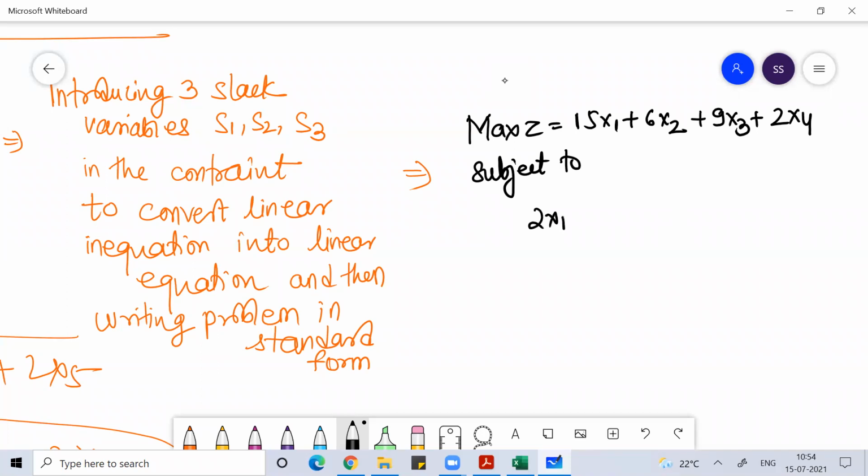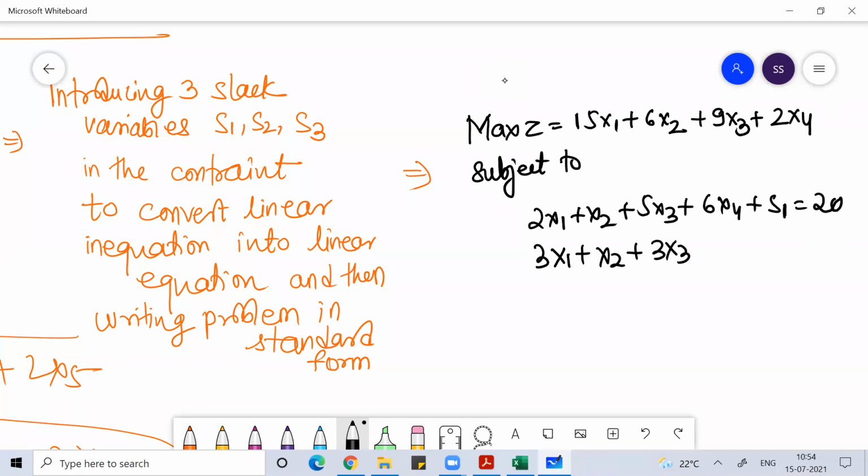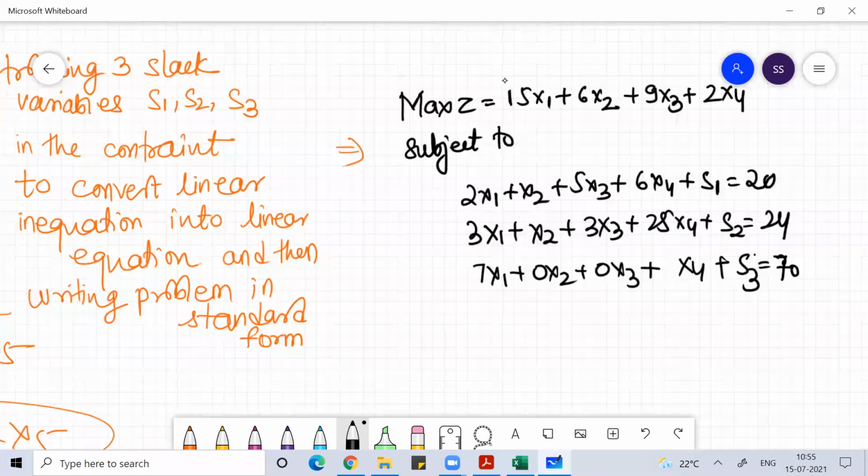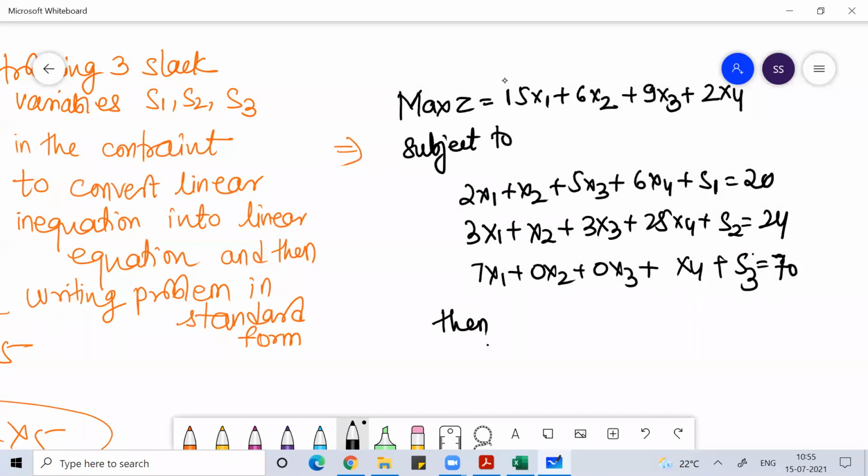constraints are 2x1 plus x2 plus 5x3 plus 6x4 plus s1 is equal to 20. Then 3x1 plus x2 plus 3x3 plus 25x4 plus s2 is equal to 24. Then 7x1 plus 0x2 plus 0x3 plus x4 plus s3, three constraints are there, only three, is equal to 70. And then we can write x1, x2, x3, x4, s1, s2, s3 greater than or equal to 0.